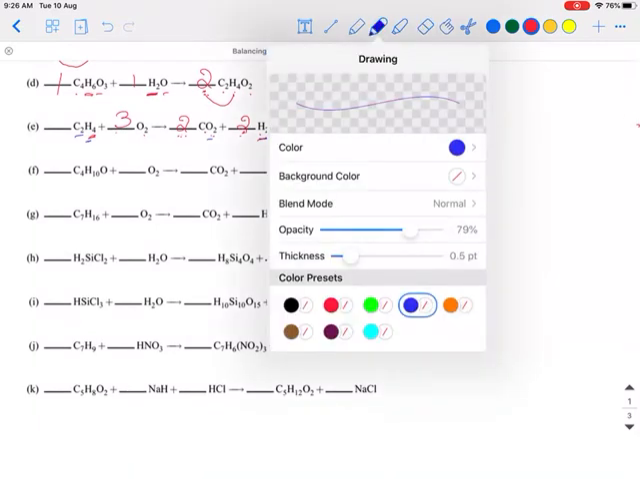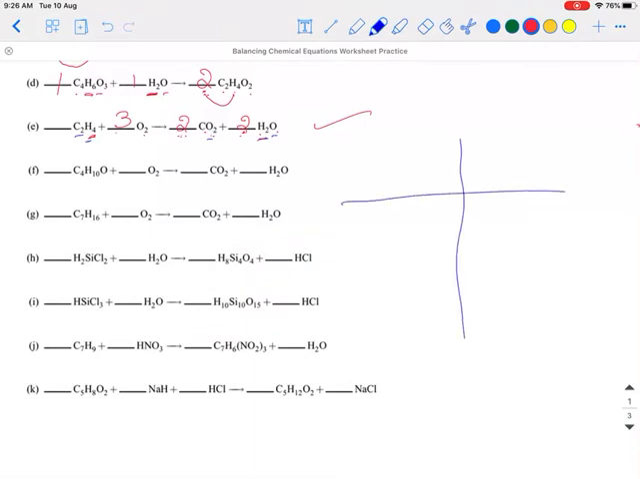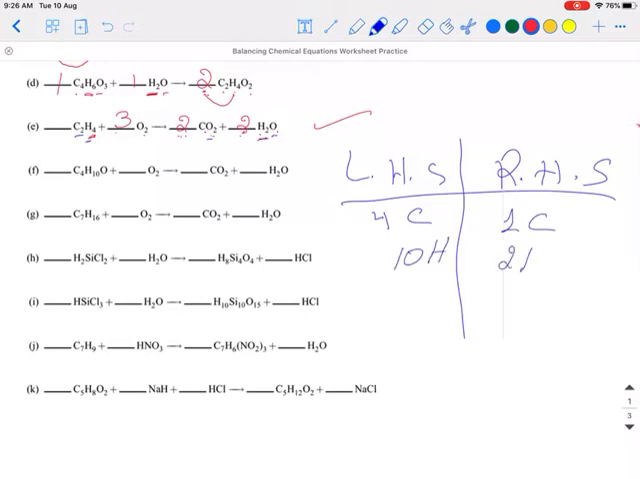Part F. Left hand side atoms and right hand side atoms. 4 carbon on the left hand side, 1 carbon on the right hand side, 10 hydrogen left hand side, 2 hydrogen on the right hand side, 1 oxygen and 2, 3 oxygen, 2 and 1, 3 oxygen.